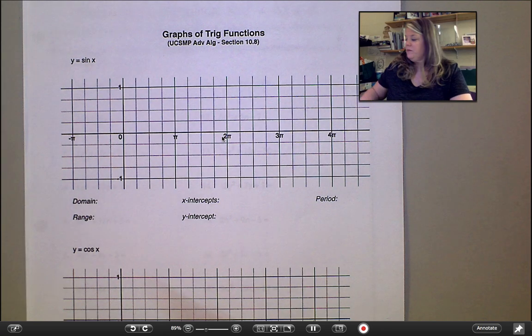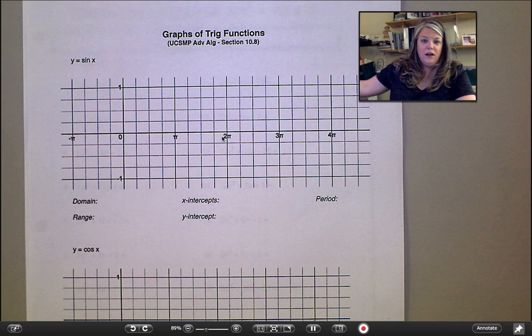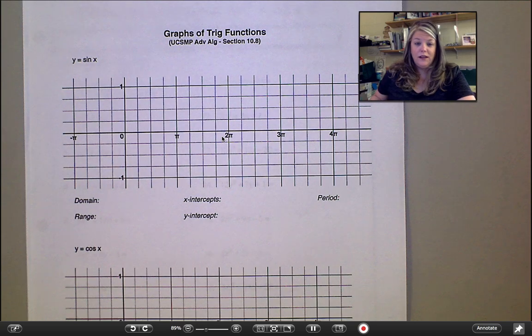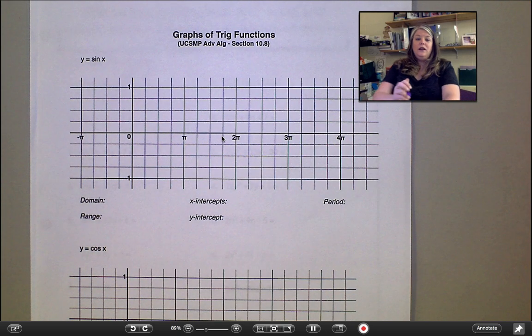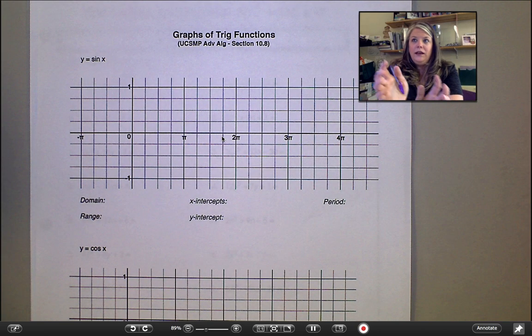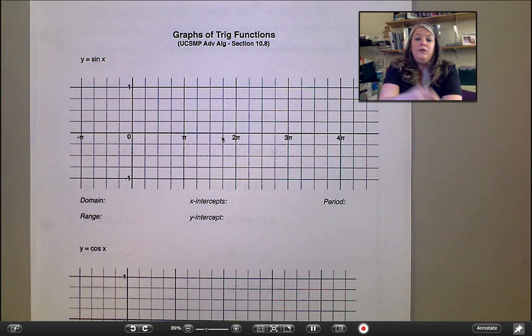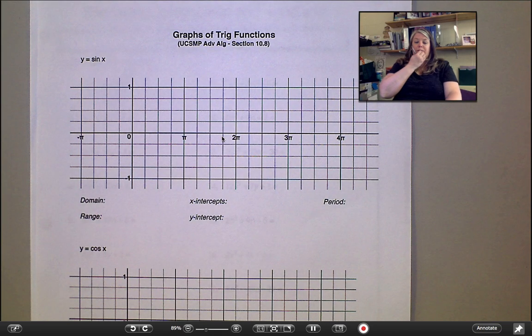Everyone. Today we are looking at graphs of trig functions. This is the last lesson we have left in chapter 10. And this will kind of link together trigonometry with all of the other algebra concepts we've really talked about this year. Okay? So I'm actually only going to do part of this lesson with you.